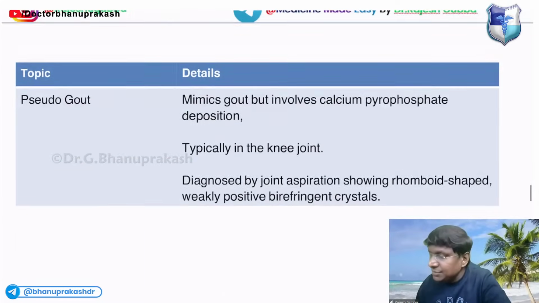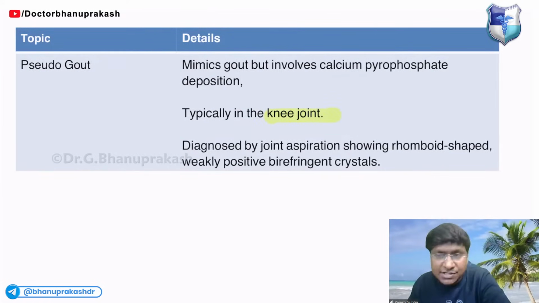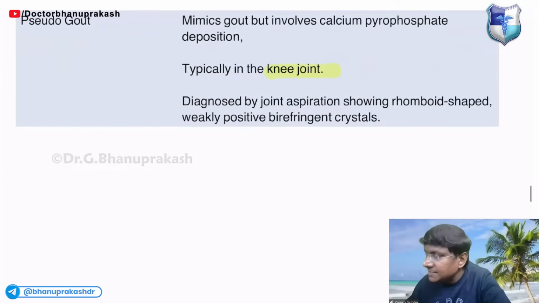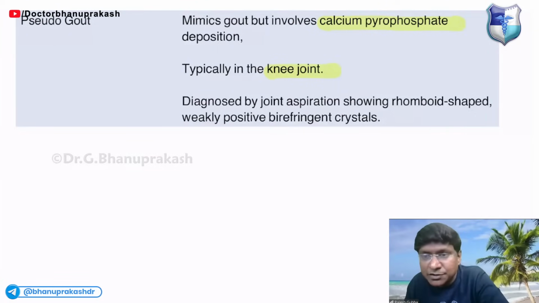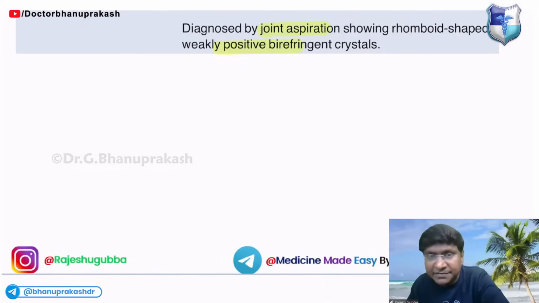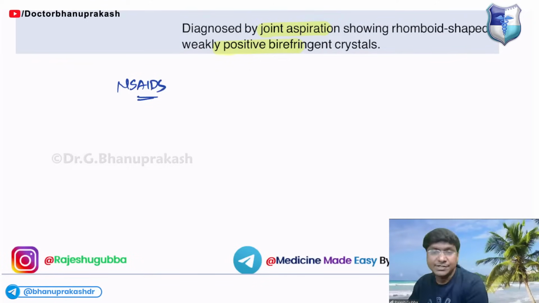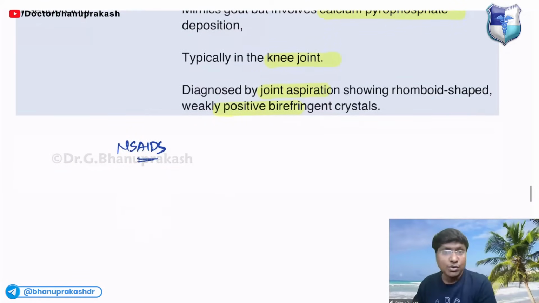Okay. And coming to pseudogout. Pseudogout actually mimics gout, but the joint which is commonly affected is the knee joint. And the crystals that accumulate are calcium pyrophosphate dihydrate crystals. How will you diagnose? Same, joint aspiration, but these are positively birefringent. Then how do you treat these patients? You need to give NSAIDs in case of pseudogout. So this is about your gout as well as pseudogout, okay.